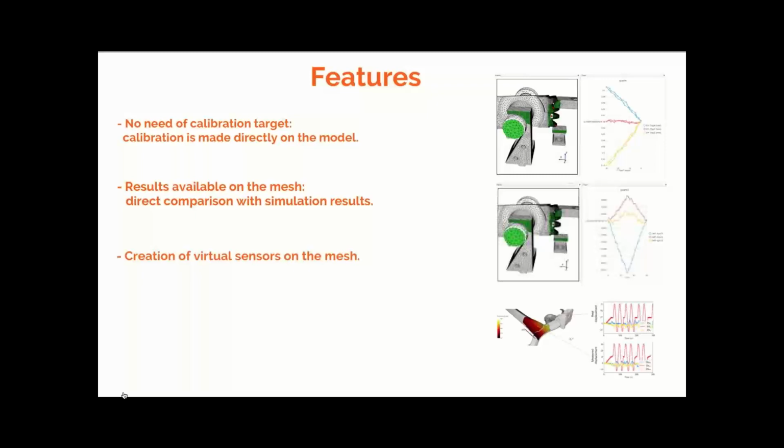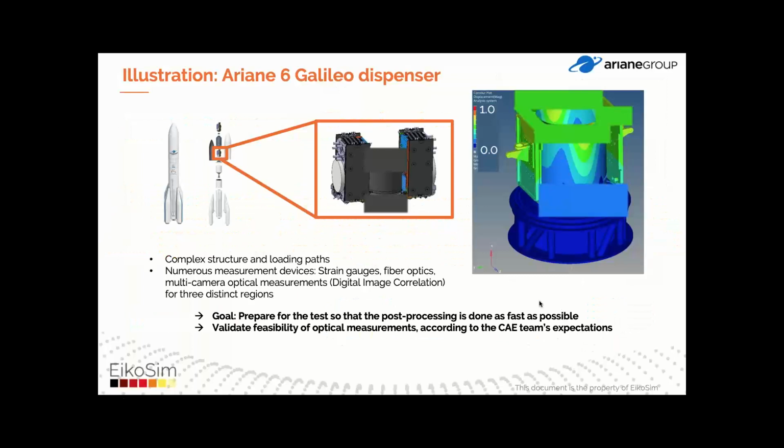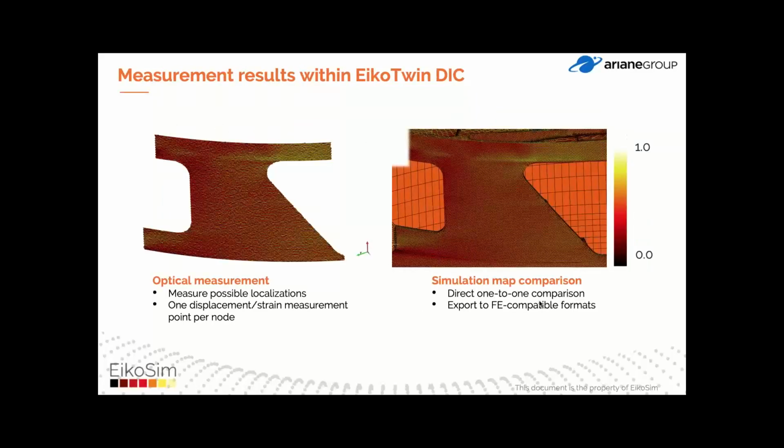Usually this is a nice example of what we've done. For instance, it's in a very large structure. In the case of a large structure, here it's what they call a dispenser that holds satellites inside the Ariane rocket. Here the idea is to provide the test that will be performed on a very large structure, very complex geometry, and one of the goals was to make sure that optical measurements could complement traditional sensors in the right way. This is the kind of map that you can obtain with optical measurements with an EikoTwin DIC.